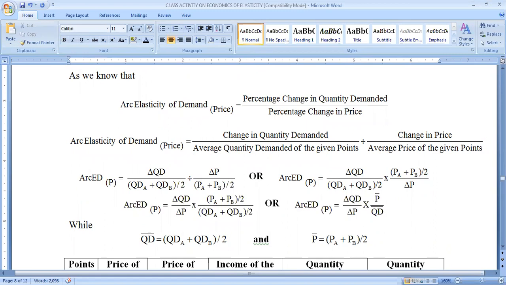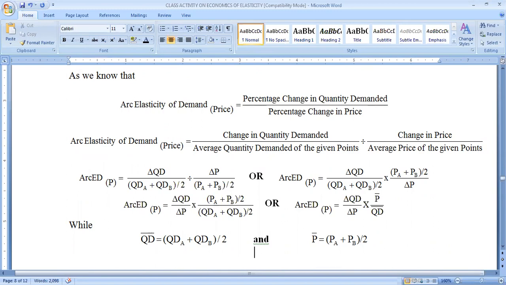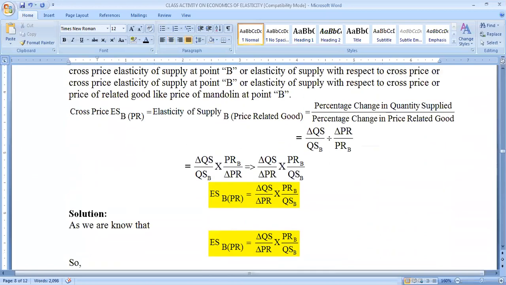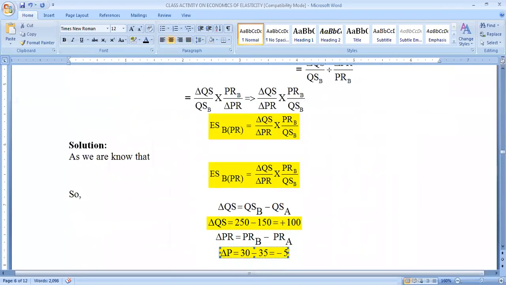Right after defining and writing up the formula, now let's move towards the calculation. Before we start the calculation, let's follow a little procedure.